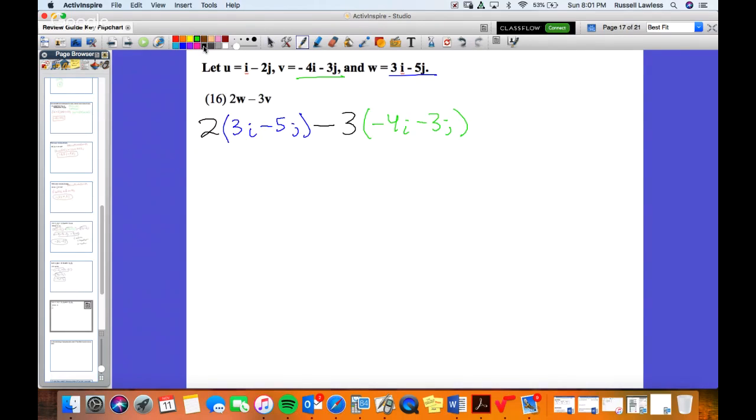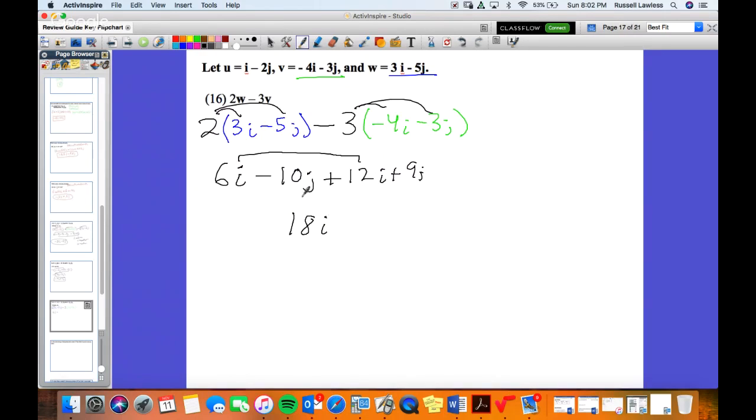And then let's get some distributing going. So we're going to distribute the 2 to each of these to get 6i minus 5, or not 5, that should be a 10. 6i minus 10j. And then we're going to distribute the negative 3 to each of these, and that should give us a positive 12i plus 9j. From there, combine your i's to give us 18i. And then combine your j's to give us negative 1j, which in this case I can just write as a negative j.